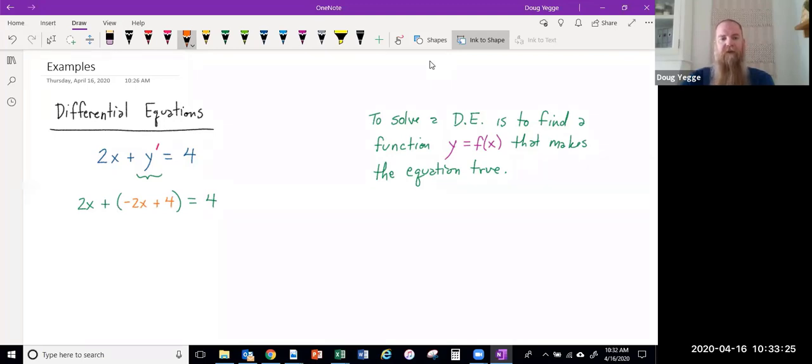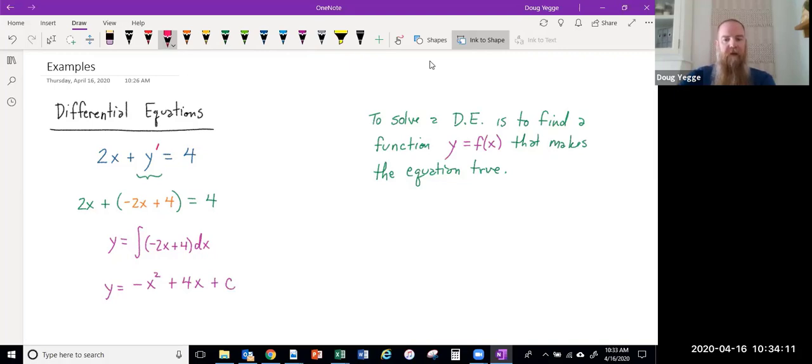So wouldn't that mean that if I were to take the derivative of some function to be negative 2x plus 4, then adding 2x would get me the answer of 4? So the solution to this differential equation would then be nothing more than the integral. So y, the solution, is just the integral of negative 2x plus 4 dx. So let's look at what our function is. So our function is negative x squared plus 4x plus c.